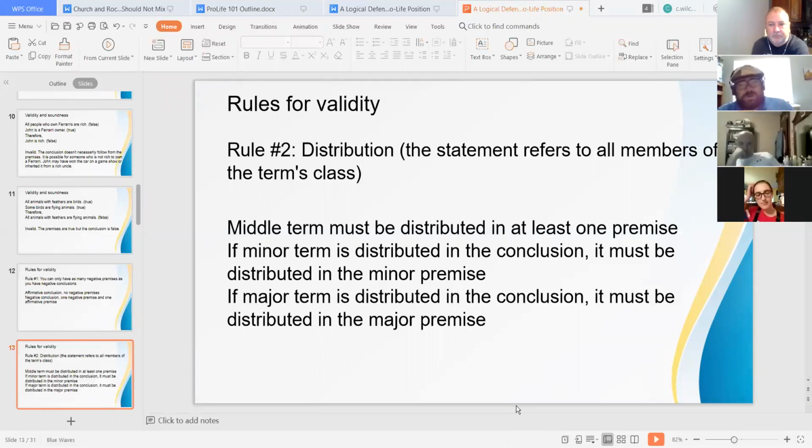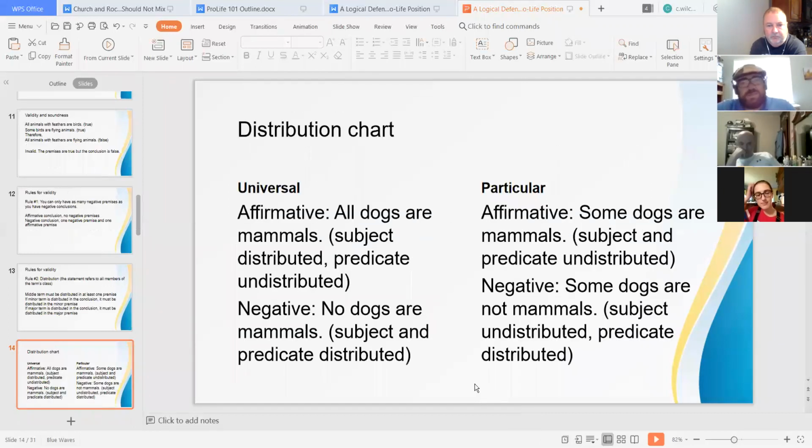And the other part of that is if the minor term is distributed in the conclusion, it must be distributed in the minor premise. And if the major term is distributed in the conclusion, it must be distributed in the major premise. And again, I'll show some examples of these so we can get a visual representation of this idea here. So here's really the distribution chart.